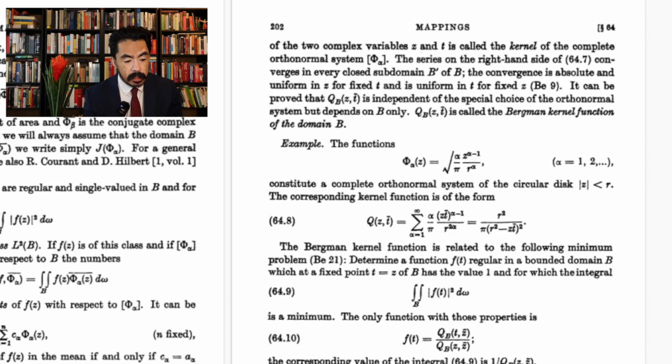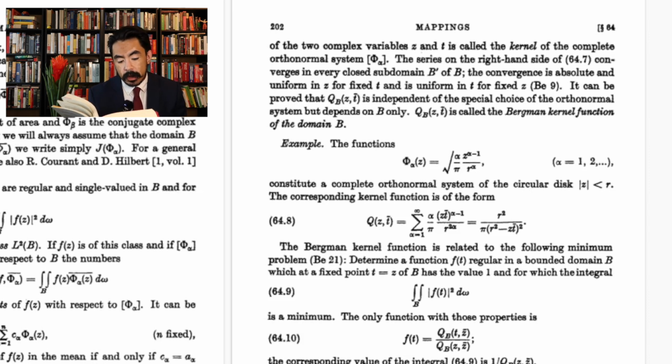The series on the right-hand side of this function Q_B(z, t̄) converges in every closed subdomain B′ of B. The convergence is absolute and uniform in z for fixed t, and is uniform in t for fixed z. And we reference the Bergman book here.